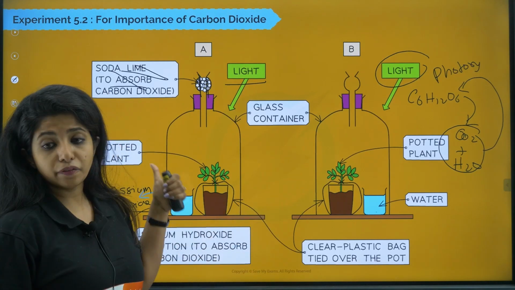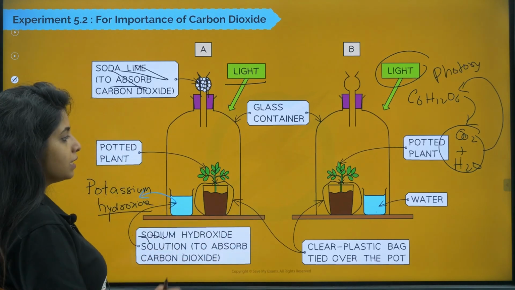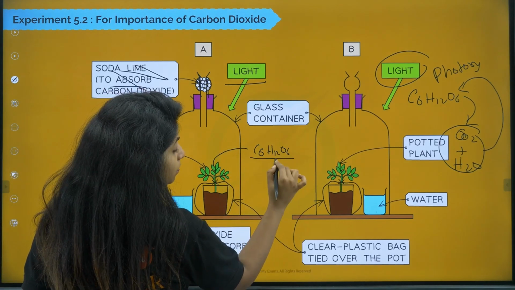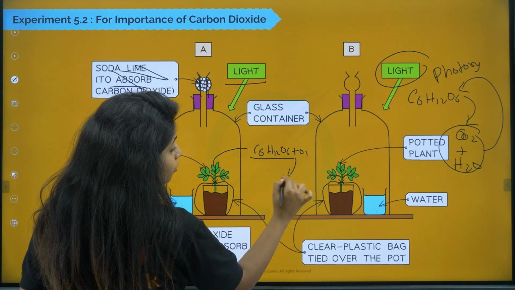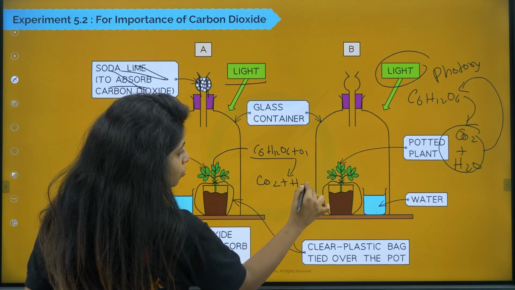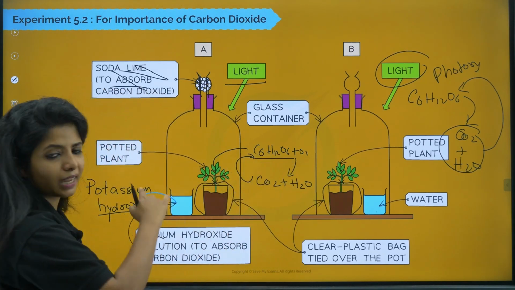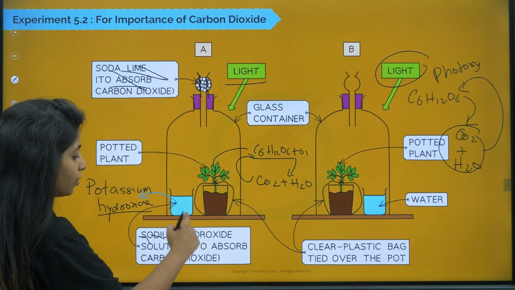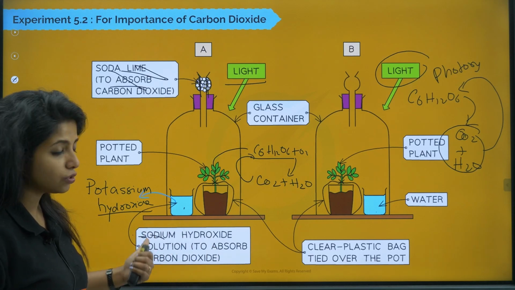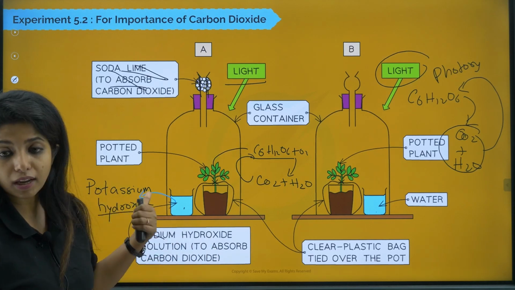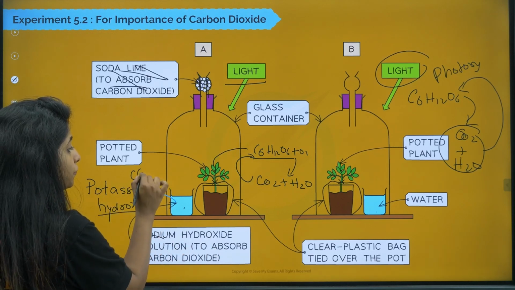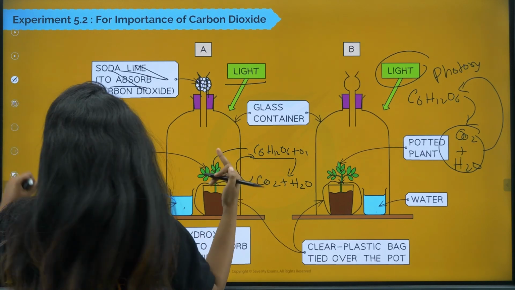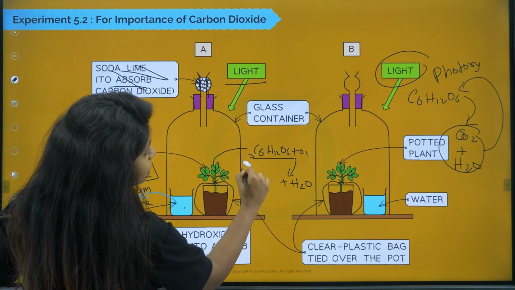Now on the other hand, if you look at this one, respiration will be happening here also. C6H12O6, the food that is being made, is getting broken down to carbon dioxide and H2O, which can be utilized to form it again and again, and you have light also. But this is not happening. Why so? Because over here is sodium hydroxide solution, or potassium hydroxide, which is responsible for capturing CO2. It absorbs CO2. So the CO2 is gone.